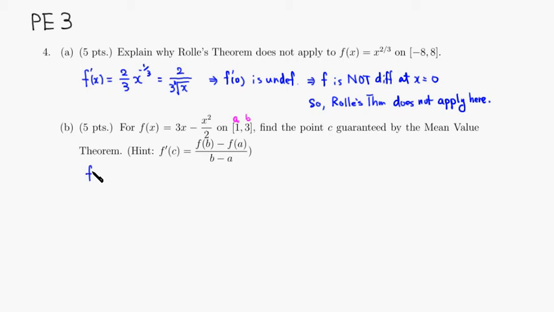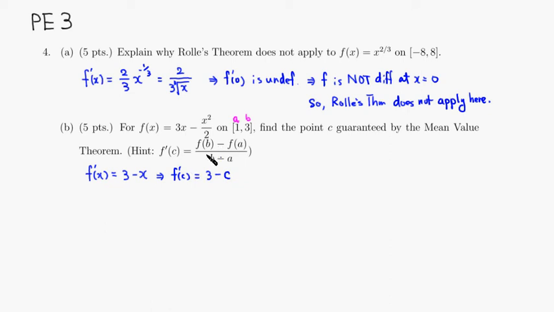f prime of x is equal to, derivative of 3x is 3. Derivative of negative x squared over 2 is, put 2 in front, the 2 and 2 cancel out, so you're going to have just negative x. So this is the derivative, which means that f prime of c is equal to 3 minus c. We're just replacing x by c.